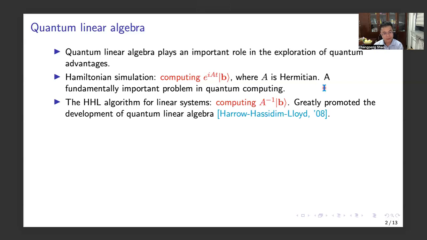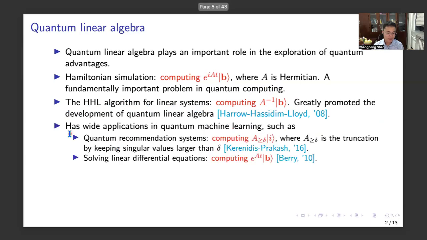Another important problem is the linear system problem. In this problem, we try to compute A inverse times a quantum state b. And the first algorithm to solve this problem is the HHL algorithm. This algorithm greatly promoted the development of quantum linear algebra. I mean, there are wide applications of this algorithm in many areas.